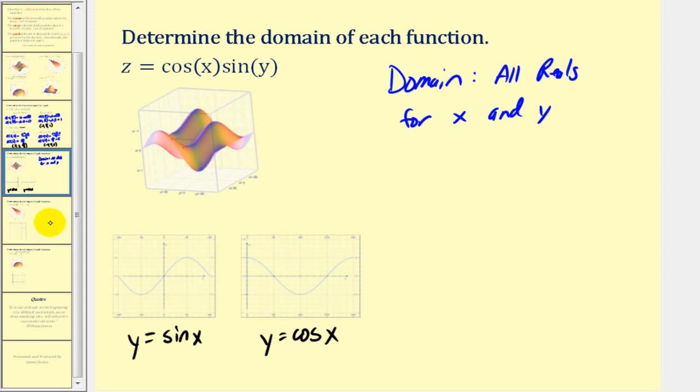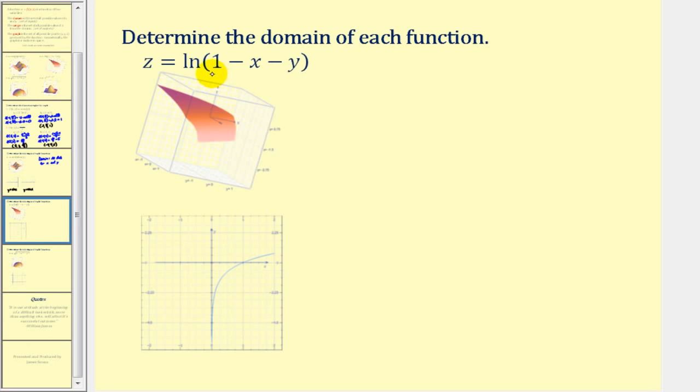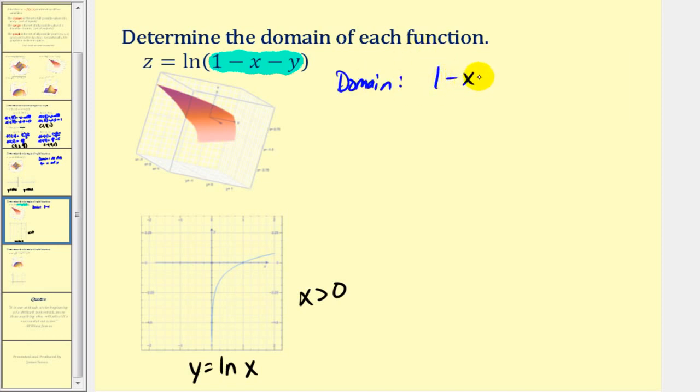Let's go and take a look at another one. Here we have z equals the natural log of 1 minus x minus y. Now looking at this function here in two variables should remind us of the function in one variable of y equals natural log x. And if you remember, here's the graph. The domain of this function would be x greater than 0. And the reason that's helpful is if you take a look at the given function in two variables, the argument 1 minus x minus y must be greater than 0 for the same reason we have a domain of x greater than 0 here. So again, the domain would be when 1 minus x minus y is greater than 0.